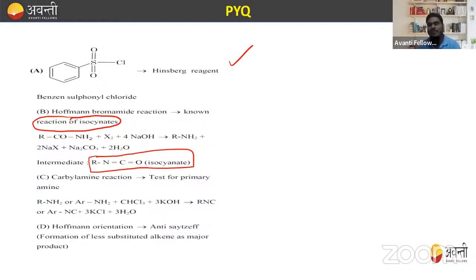What is the intermediate formed in the Hofmann's bromamide degradation? That is isocyanate. We already discussed this as well. Now, what is the carbylamine reaction? It is used for the test of primary amine also.